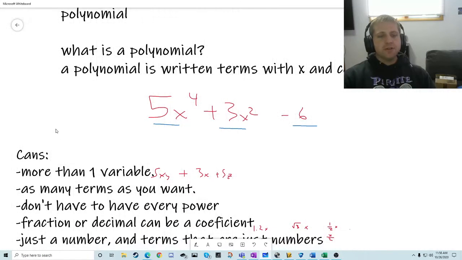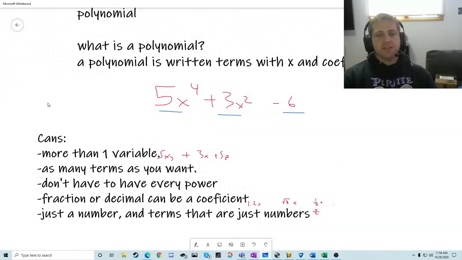Here are things that people often mistake. They don't think these are allowed, but oftentimes they really are. You can have more than one variable, like 5xy plus 3x plus 5z. That's actually okay. It would psych people out, but that's okay. Most things are okay in a polynomial. Generally, if you think it's good, as long as it's not on the bad list that I'm going to show in a second, it's still good.